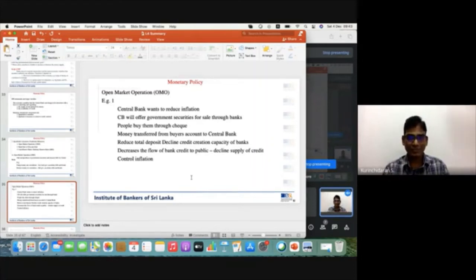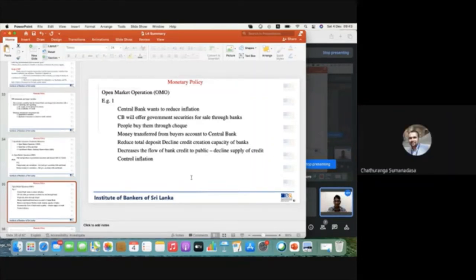You got the point? Yes. How do we determine this is for reducing inflation and this is for government expenditure? How do we differentiate when the central bank issues treasury bills or treasury bonds or government securities?